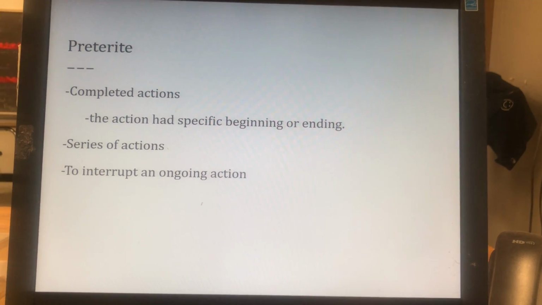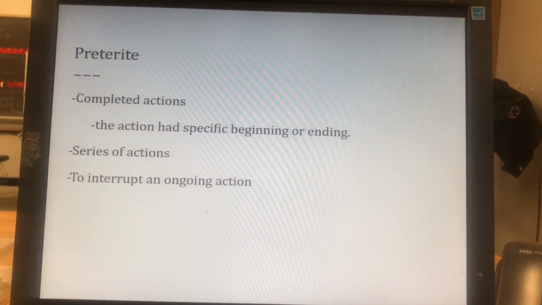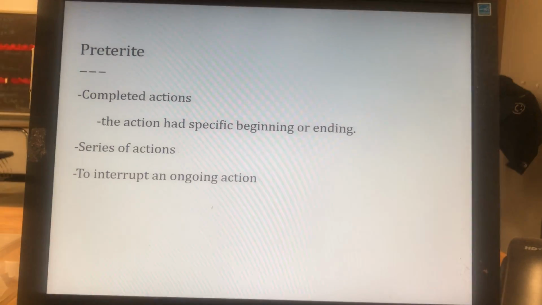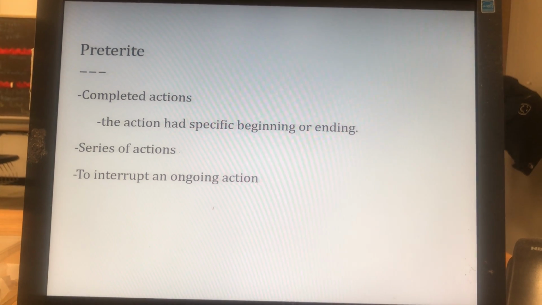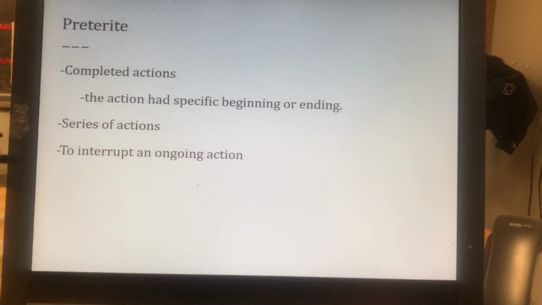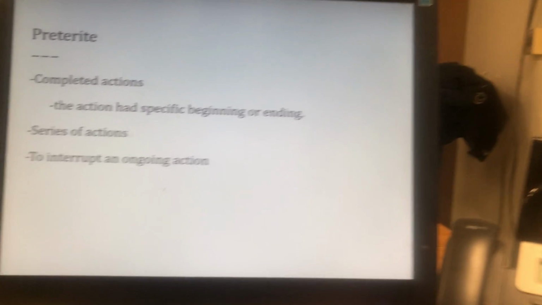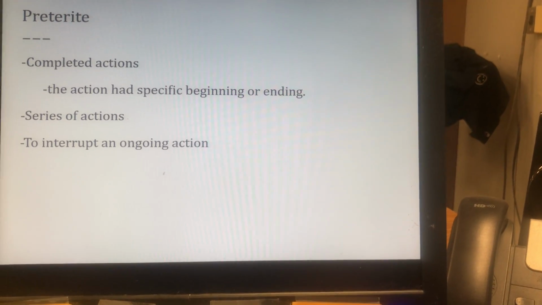tense. So for example, I was walking the dog when I got hit by a car. So I was walking the dog is the imperfect. That's the ongoing action. And then getting hit by the car is the preterite. That's the one-time action. It interrupts the ongoing action.